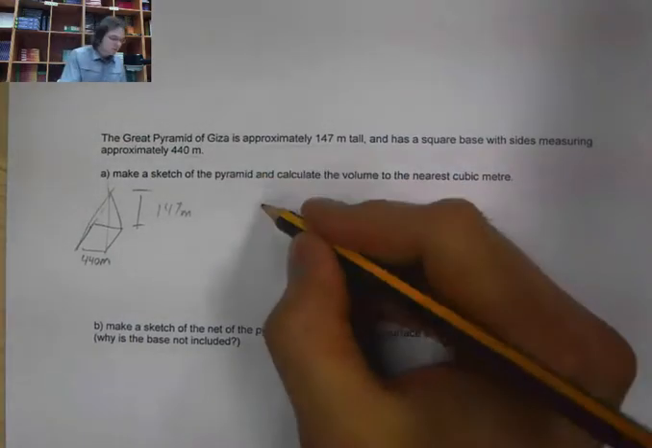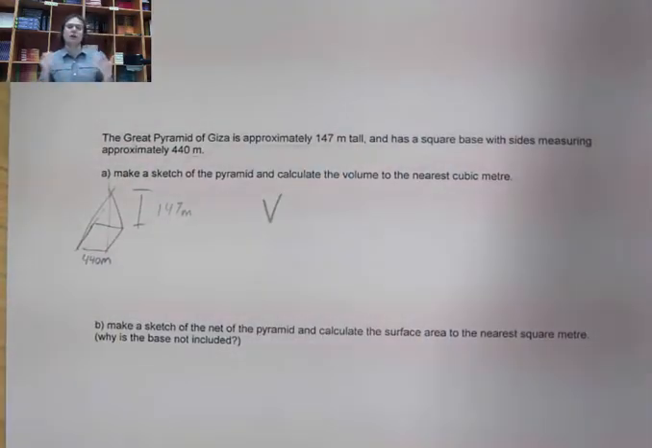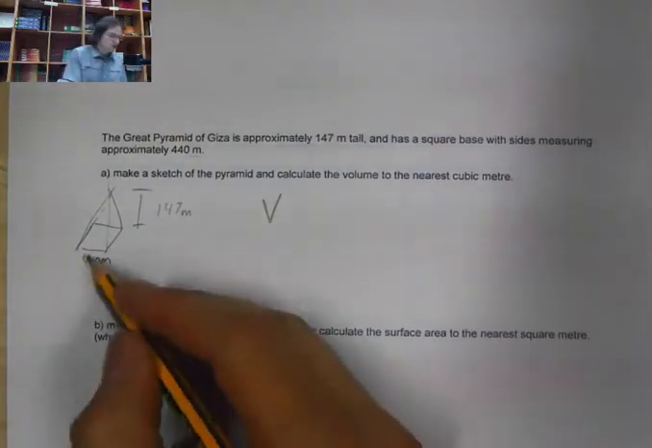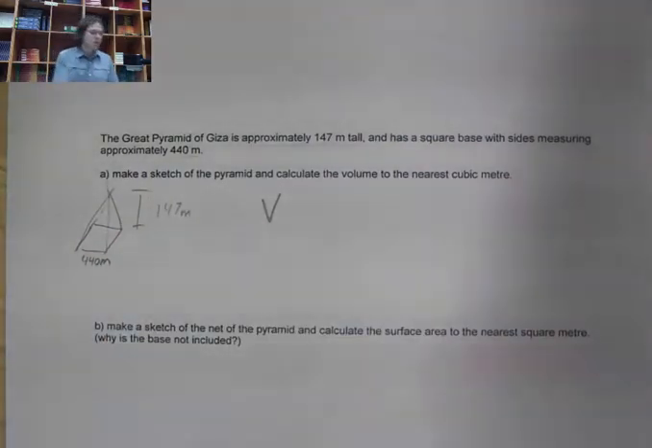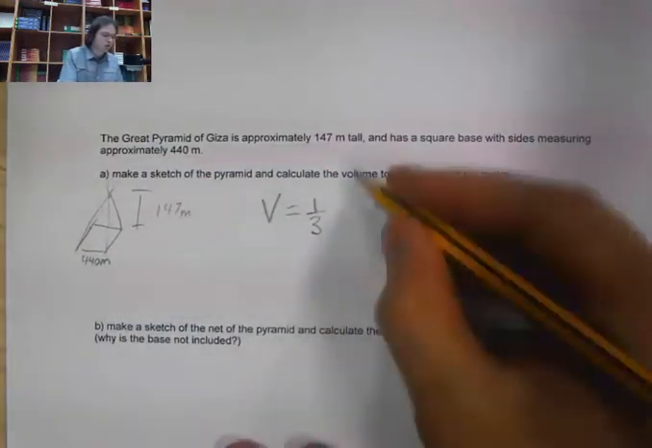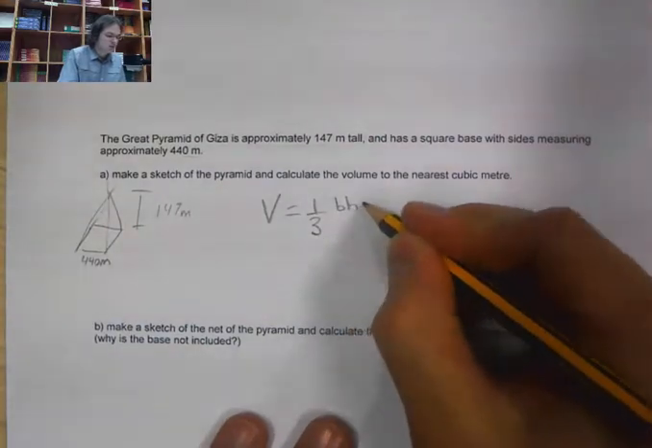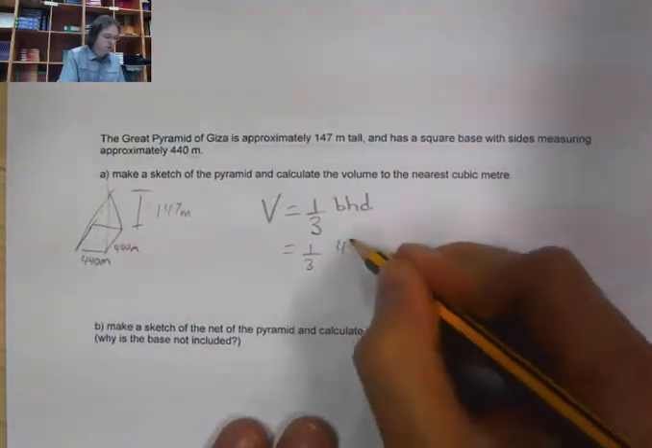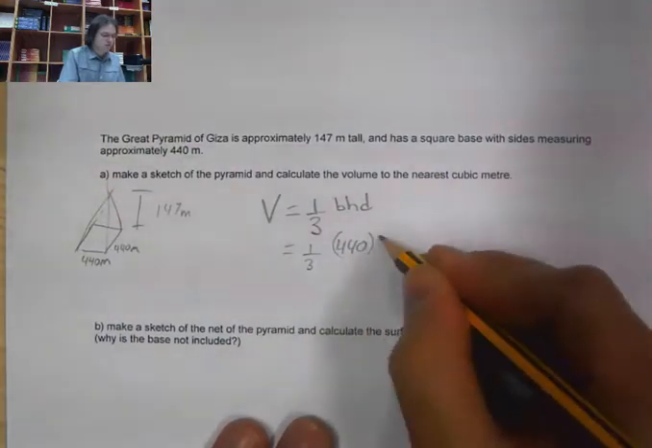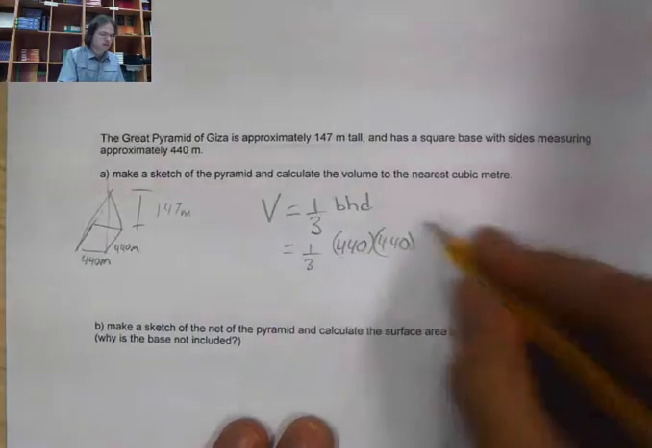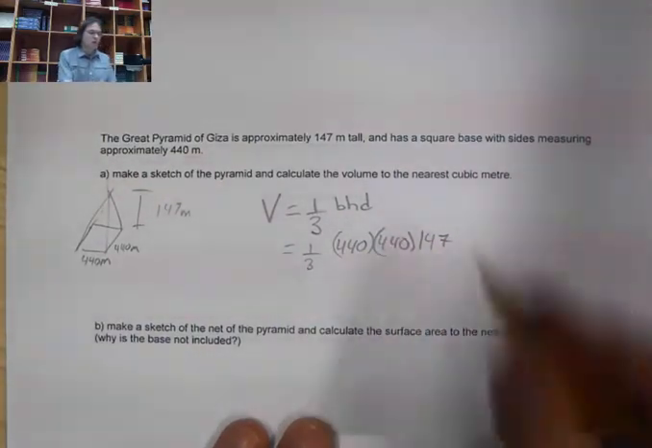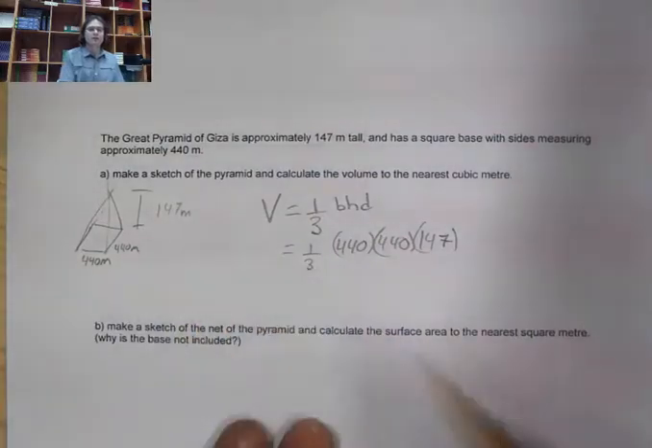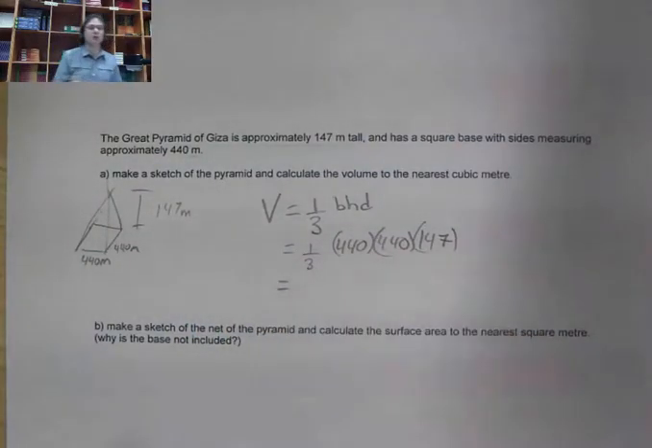Well, if we remember, this is like a square prism. So we have a square face and it's 147 meters deep. But it is a pyramid, so it's going to be 1/3 of that volume. So we have 1/3 multiplied by my base times my depth. This is going to be 440 meters as well. So I have 1/3 multiplied by 440, all multiplied by 147, from the video that we saw earlier.